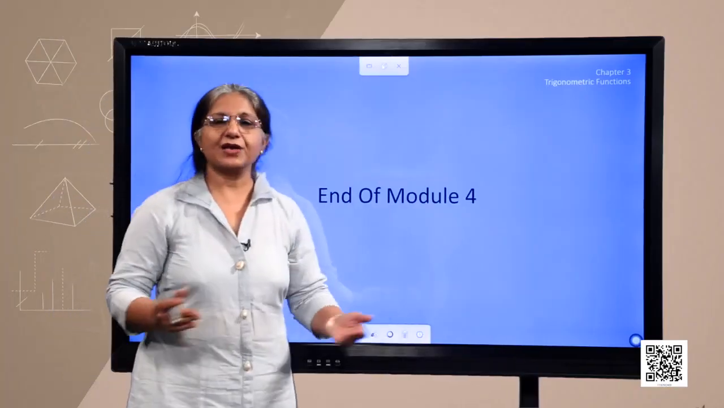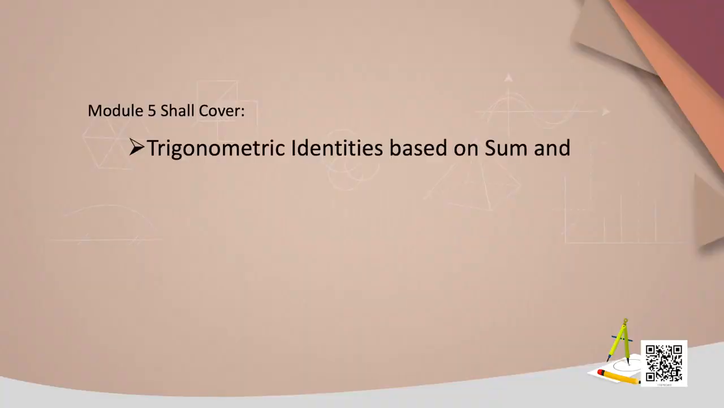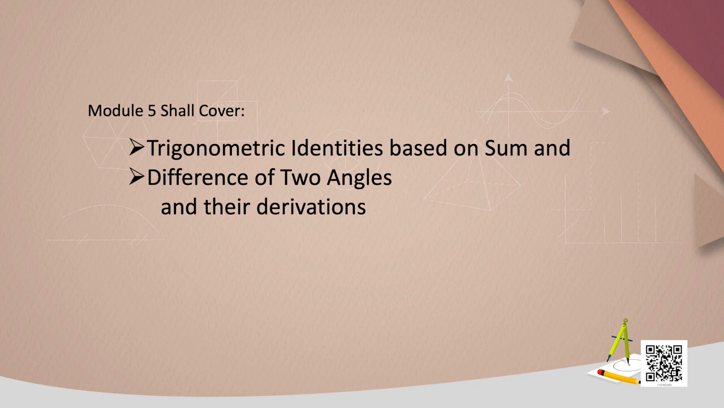So, this was the end of module 4. In our next module, we shall cover trigonometric identities based on the sum and difference of two angles, and their derivations and examples based on these identities.